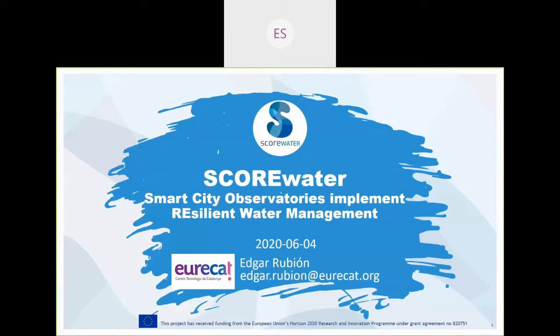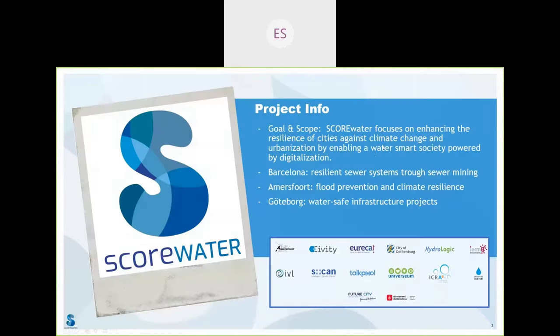Okay, hello everybody again. I am going to present the Score Water project. This project is a project of 4 years. At this moment, we are in an initial stage. We are in the first year, and basically this project is aimed to enhance the resilience of cities, taking advantage of water smart services and sharing data to exploit it.